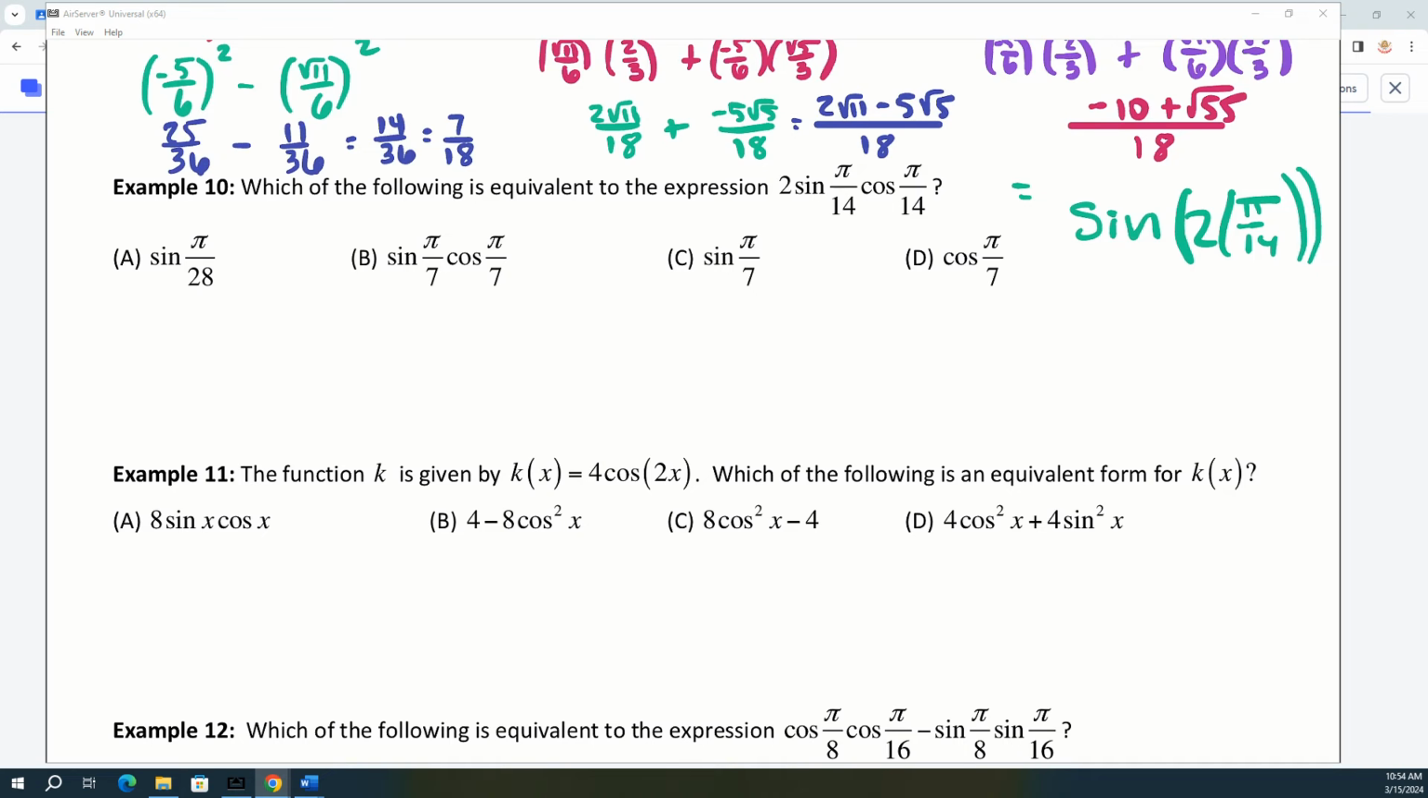Now that is not an answer choice. However, we can get rid of a few answer choices. So now you have to decide, if I multiply 2 by pi over 14, am I going to get pi over 28 or am I going to get pi over 7? Pi over 7. You multiply that 2 on the numerator. And that reduces to pi over 7.